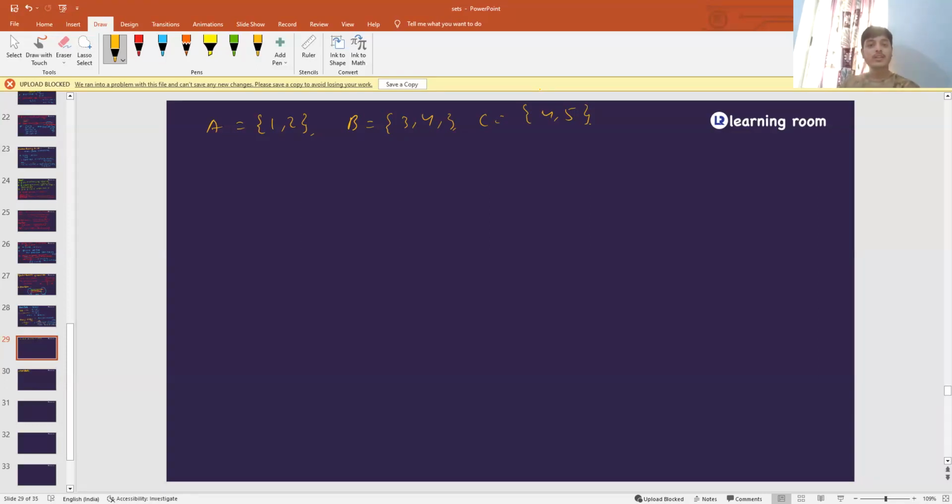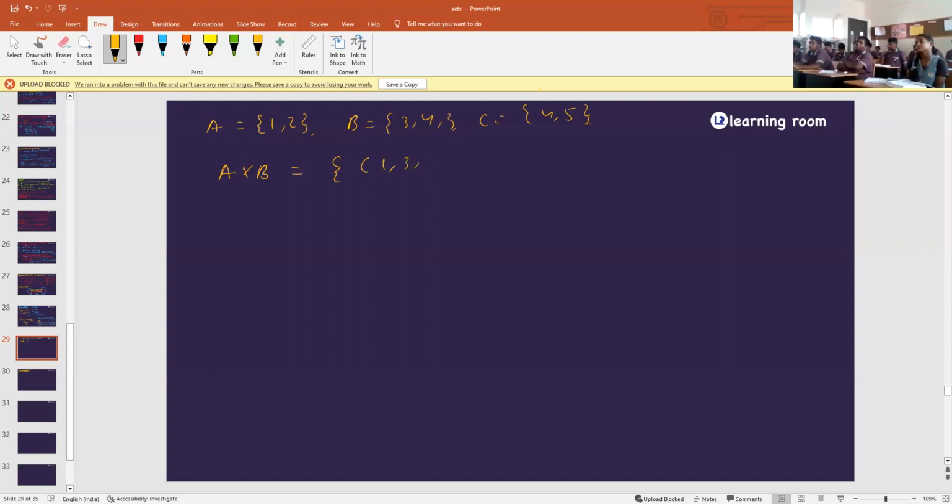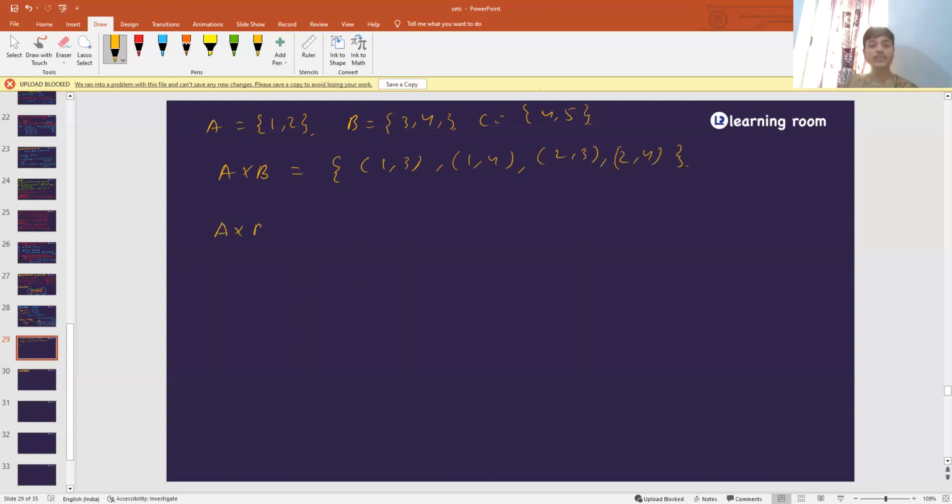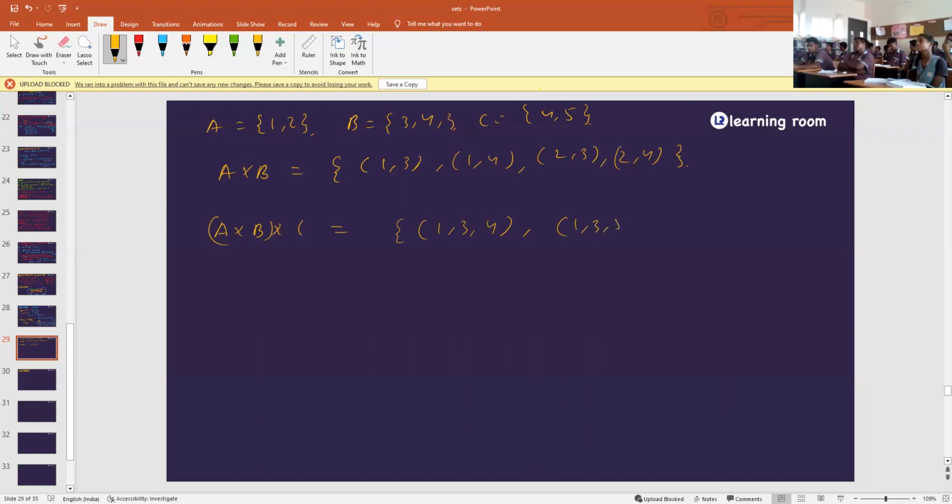Now see here. First of all, what do you have to multiply? A cross B. Tell me what is A cross B. 1, 3, 1, 4. Good. And now you have to multiply with this C. So A cross B cross C. We have first done A cross B, now we will be multiplying with C. So when you do that, what will you get? You'll get 1, 3, 4, then 1, 3, 5, 1, 4, 4, 1, 4, 5. This is what you'll be getting.